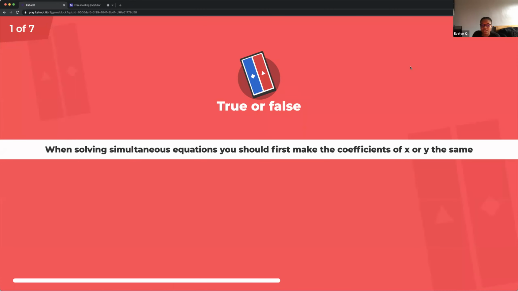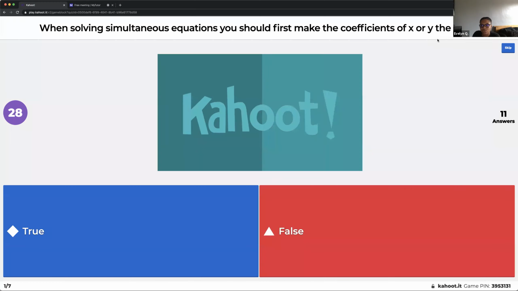True or false? When solving simultaneous equations, you should first make the coefficients of x or y the same. This is for general simultaneous equations, not for the quadratic ones.